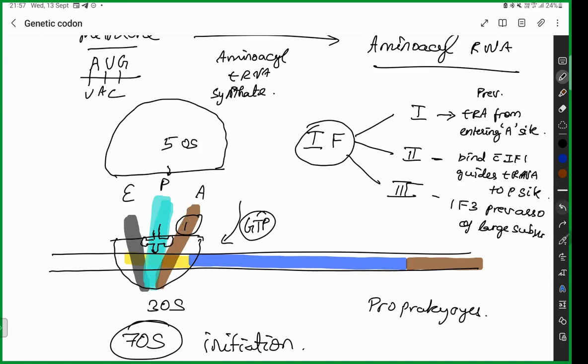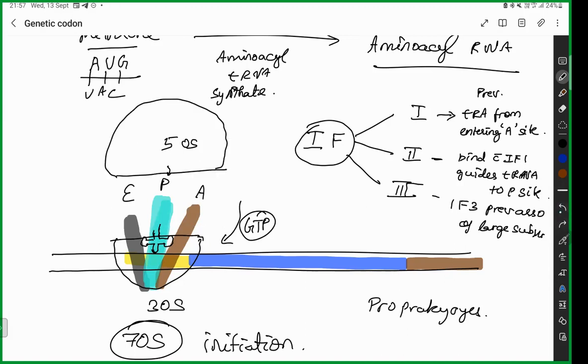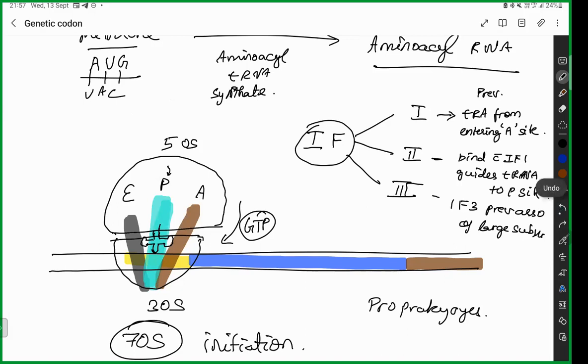All three initiation factors will be leaving the place. Once all three initiation factors leave, what happens? Your 50S ribosomal subunit comes and attaches again to the 30S subunit. Therefore, it is going to form an initiation complex. This is 50S, 30S. Together, we call it the 70S initiation complex. Remember? That's all. Do you have any doubt?